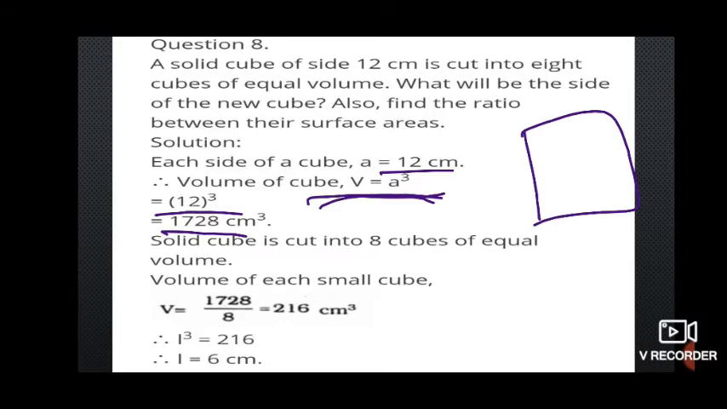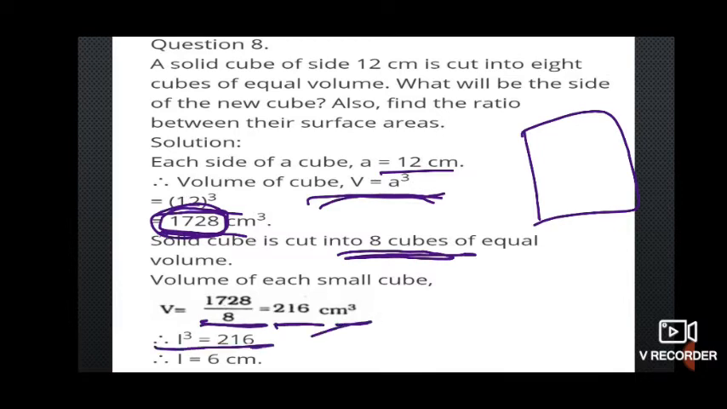Now that solid cube is cut into 8 cubes, so each cube will have the same volume. All the cubes have the same volume, which means we can divide the bigger cube's volume into 8 equal parts. So 1728 divided by 8 is the volume of the small cube. Now we get 216 centimeter cube. This is the volume of the smaller cube.